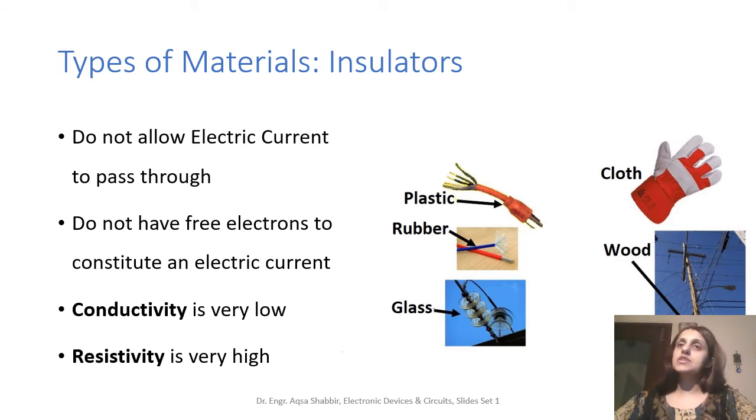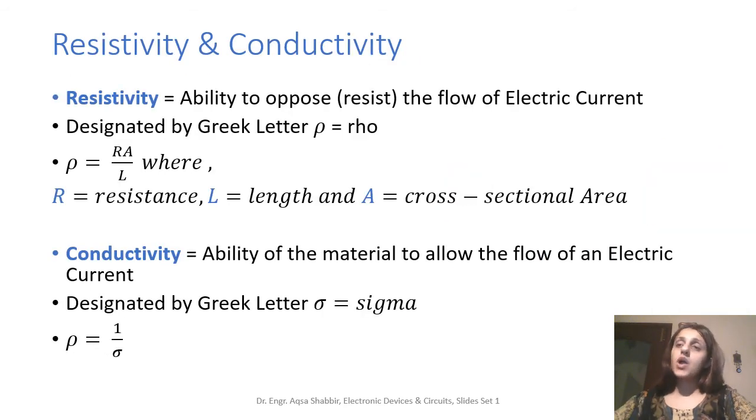Then rubber is an insulating material, glass is an insulator, cloth is an insulator, wood is an insulator. Exactly opposite to that of conductors, the insulators have very high resistivity, however their conductivity is very low. We now revisit the two concepts of resistivity and conductivity.